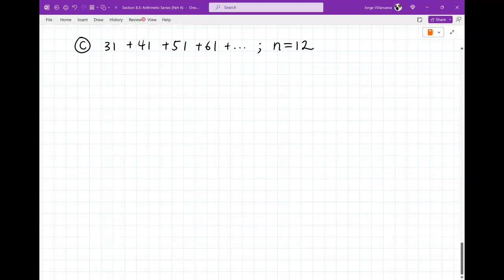So this time, they decided that they're going to give us a series: 31, 41, 51, 61. So we know the next one. What's the next number after 61? 71, right? 81. So we know what the first term is. A sub 1 is 31. We know that n is 12. What's my common difference? It's a plus 10, right?